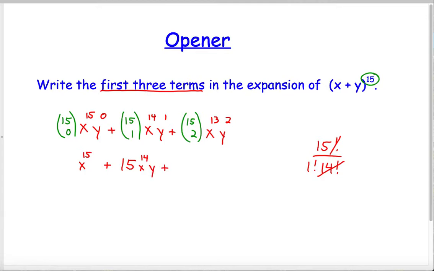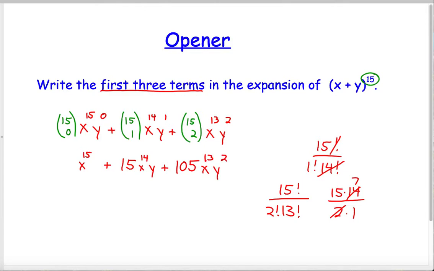And what's 15 choose 2? Well, that's 15 factorial over 2 factorial times 13 factorial, which is going to leave us with a 15 and a 14 on top. All the rest cancel with the 13 factorial. I can reduce the 2 and the 14. So I'm left with 15 times 7, which is 105, x to the 13th, y squared. This said just the first 3 terms, so I can stop.